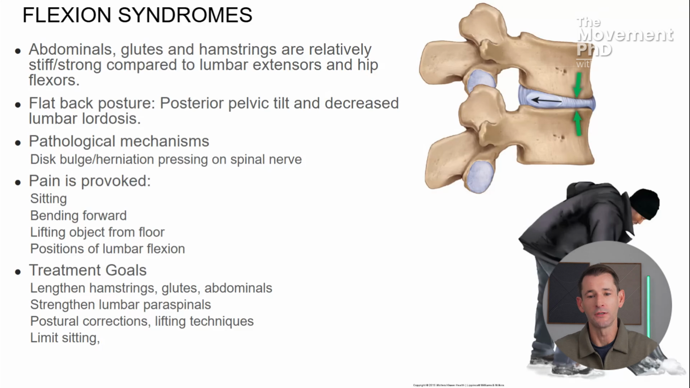So we might do some exercises to increase the strength of those lumbar paraspinals, whether it's Superman's, whether it is part of that lifting techniques. So really just working on utilizing those lumbar extensors to maintain that correct posture of that lumbar spine during lifting.